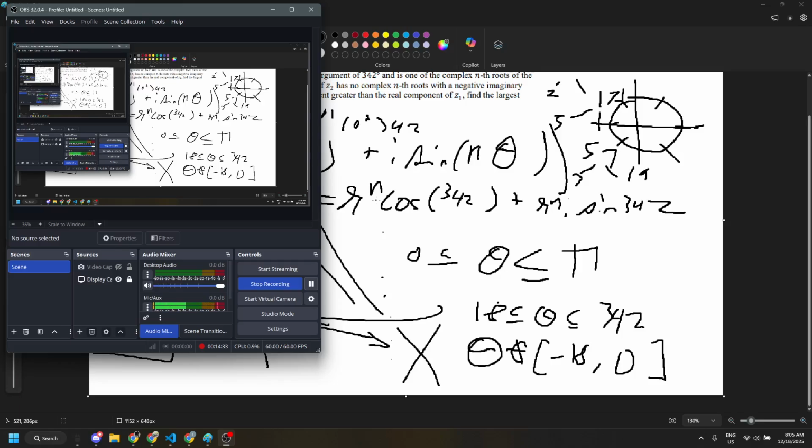It was 19! It was 19! Since all nth roots of a complex number are 360 over n apart, we need to ensure that 342 plus 360 over n is greater than 360, which is what we did ensure. It can't be equal because that would mean it's real.